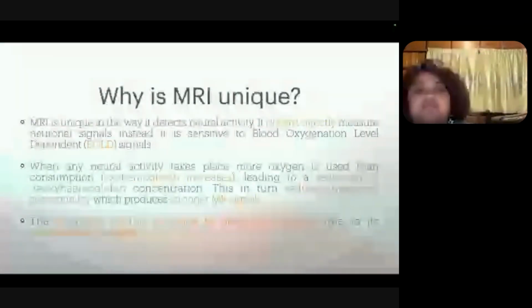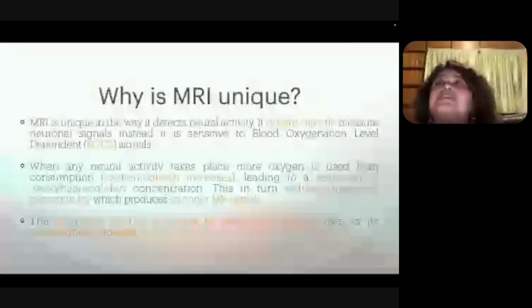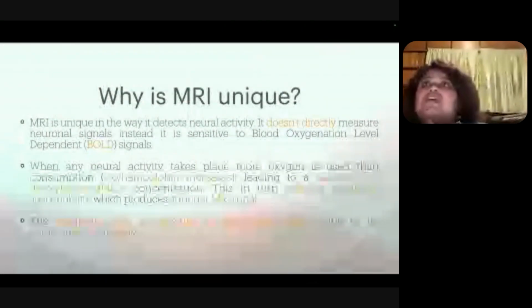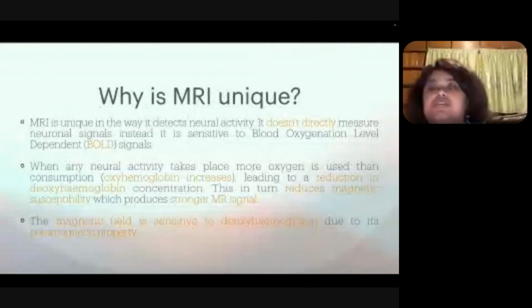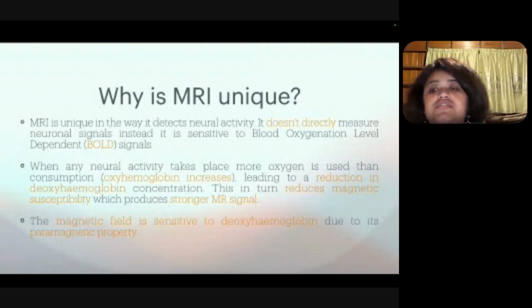So what makes MRI unique? MRI is unique because it captures neural activity in a very special way. It does not directly capture the neural activity. It is rather sensitive to blood oxygenation level dependent signals. It's also known as BOLD signals.